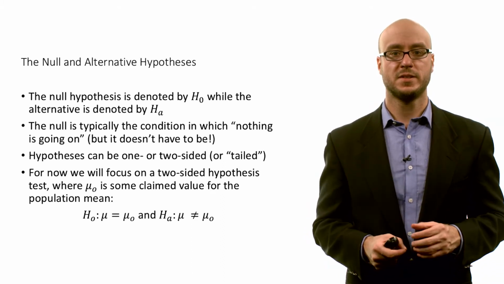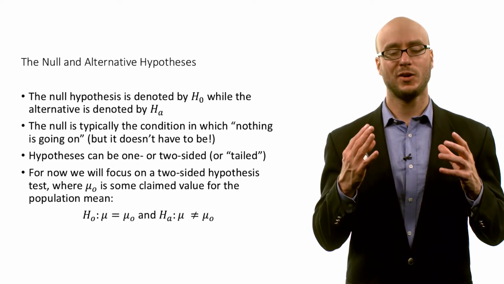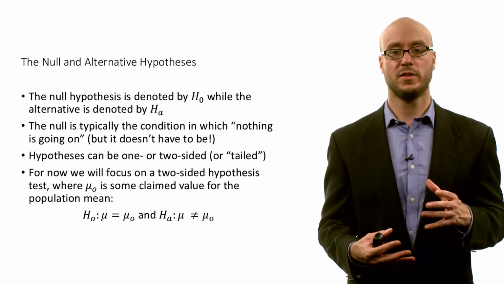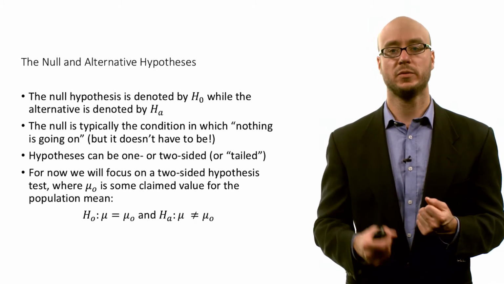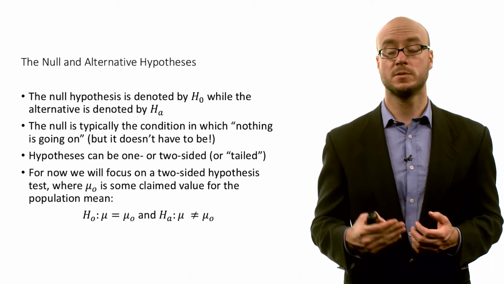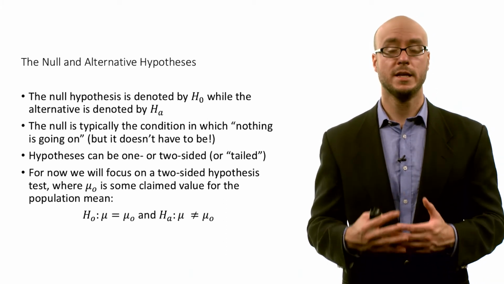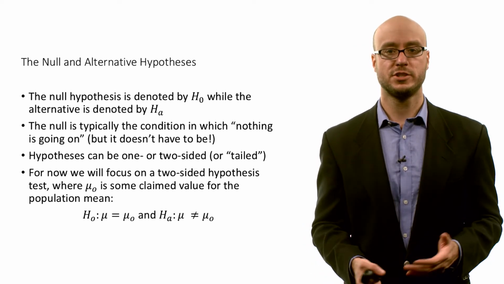For this kind of hypothesis test we're examining right now, we want to test some claimed value for the population mean. So the null is that the population mean equals some claimed value. The claimed value of the population mean we express as mu subscript 0 or mu naught. Somebody might say, I think the mean in the population is 20.